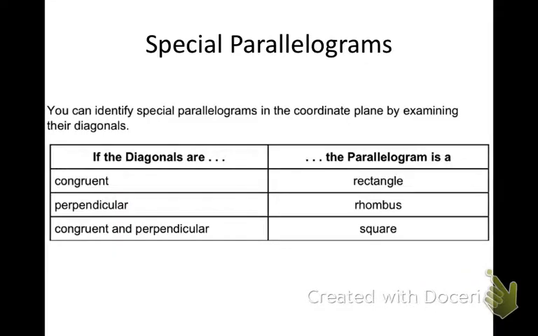The next part here is we're going to talk about the diagonals and the coordinate plane. You can identify special parallelograms in the coordinate plane by examining their diagonals. If the diagonals are congruent, what's it mean to be congruent? Same. How do you find whether the measures are the same in the coordinate plane? What are we finding? It starts with the D. What is it? Distance. Okay, when we're talking about congruency, we're talking about finding distance. That's something you have to remember. Anytime we talk about congruent, we always want to talk about distance in the coordinate plane.